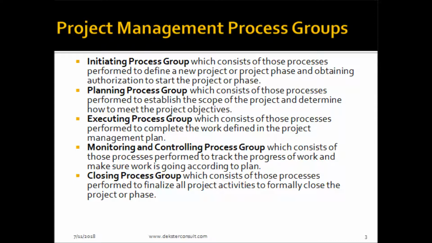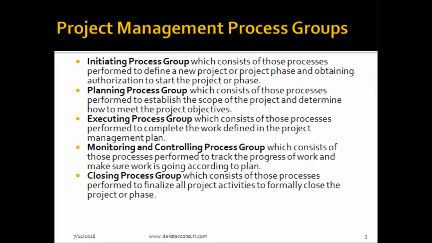We have the initiating process group, which consists of processes that are performed to define a new project and also to obtain authorization to start the project. Then we have the planning process group, which consists of the processes performed to come up with the scope of the project and also determine how to meet the project objectives. Then we have the executing process group, which consists of the processes that are performed to complete the work defined in the project management plan.